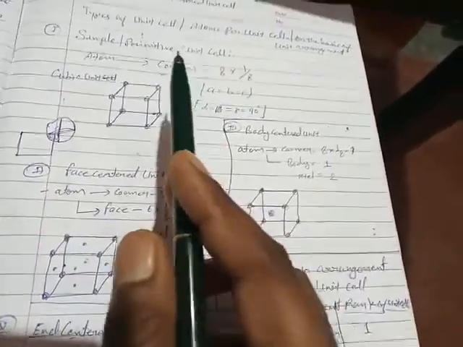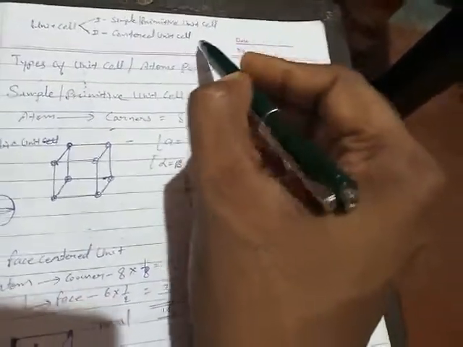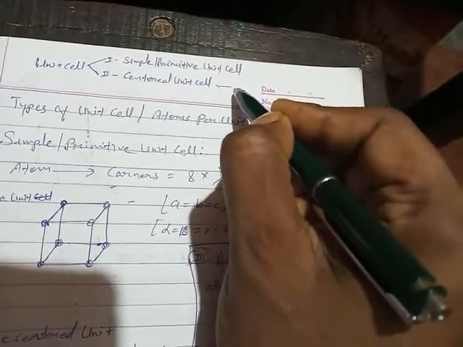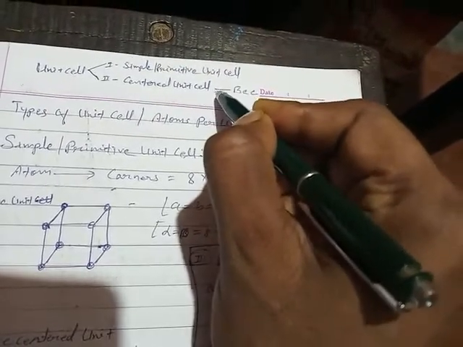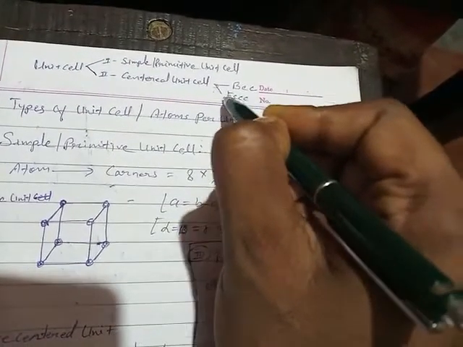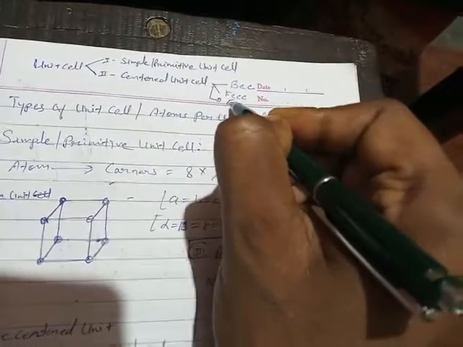Centered unit cell, again centered unit cell is made up of three types. We can say first is BCC, second is FCC, and third is called ECC.